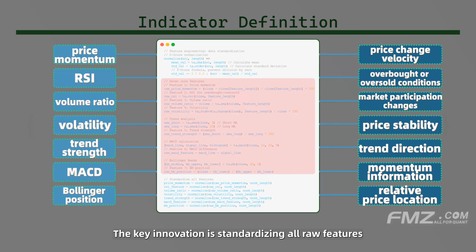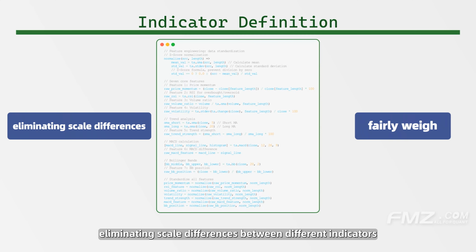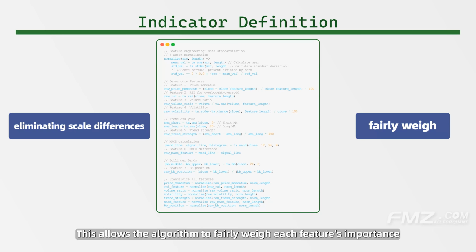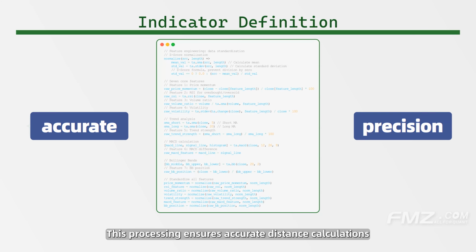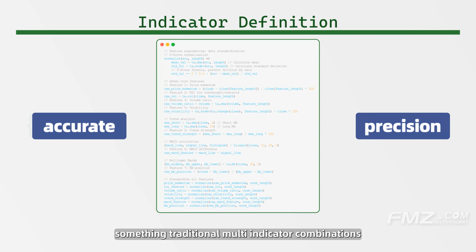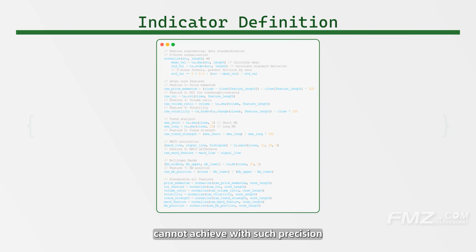The key innovation is standardizing all raw features, eliminating scale differences between different indicators. This allows the algorithm to fairly weigh each feature's importance. This processing ensures accurate distance calculations, something traditional multi-indicator combinations cannot achieve with such precision.